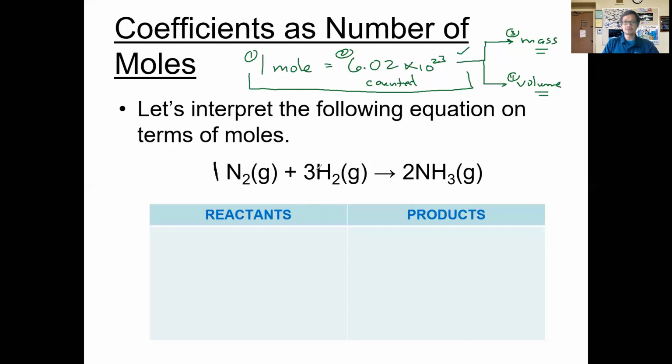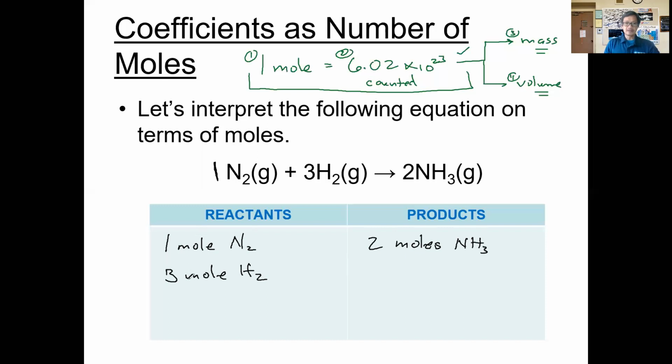So if we interpret this equation in terms of number of moles, we would say that we start out with 1 mole of nitrogen, and to that 1 mole of nitrogen, we add 3 moles of hydrogen. If we combine those together, we should expect to form 2 moles of ammonia.